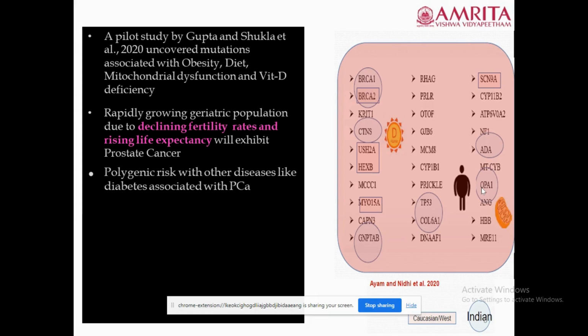A pilot study was conducted by Gupta and Shukla et al. in 2020, where they uncovered mutations in genes that are associated with obesity, diet, mitochondrial dysfunction, and vitamin D deficiency in a prostate cancer cohort from India. The mutations identified are represented in the picture on the right.